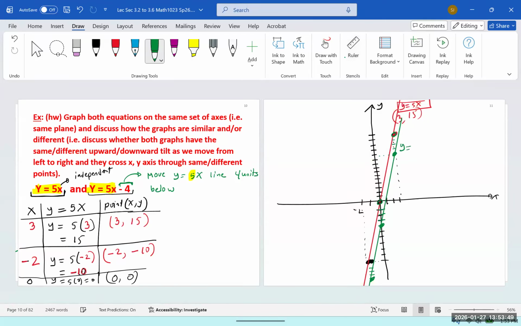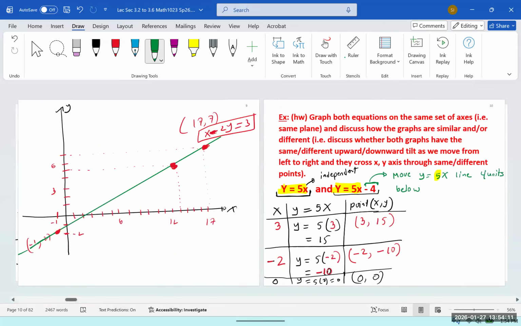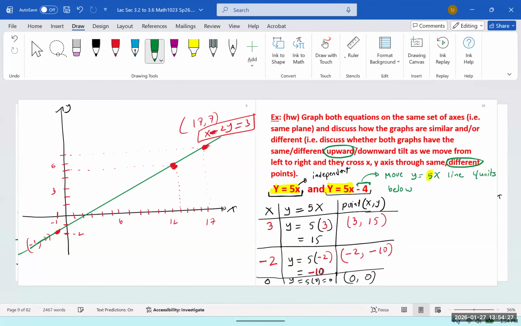So this green one is y equals 5x minus 4. You're going to draw them on MyMathLab, and then they're asking you to compare them. Means how they are moving. Well, when you're moving from left side to the right side, both of them are moving upward. So they have upward tilt, and then they are going through different x values and different y values.